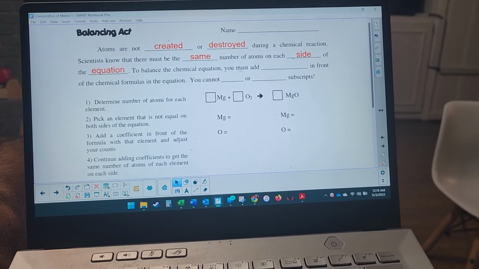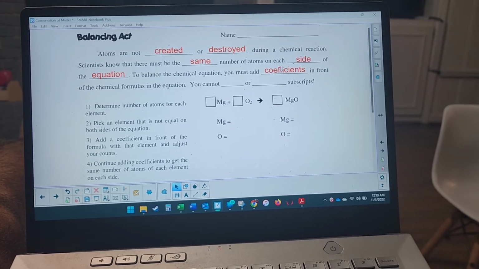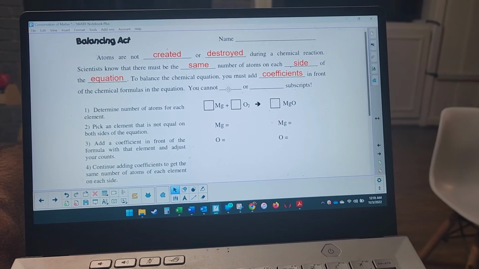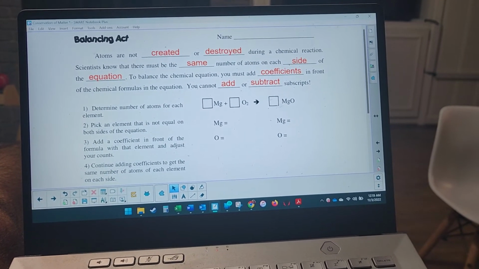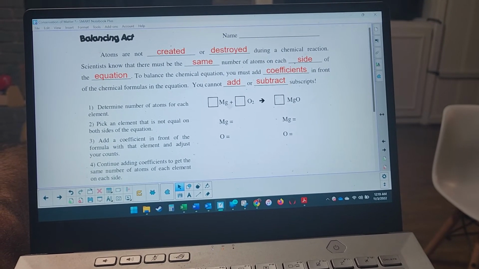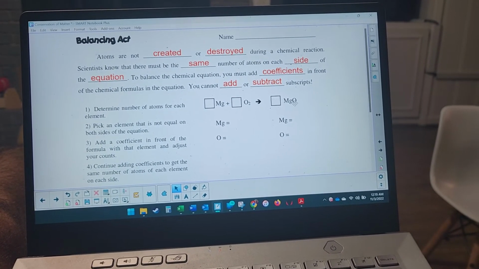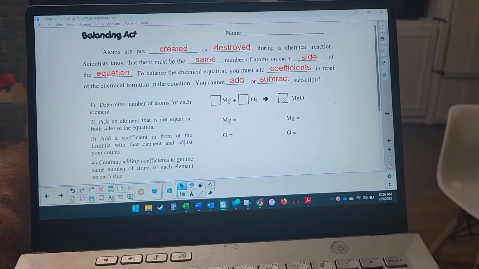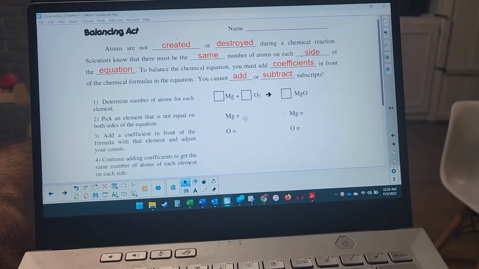Now, to balance the chemical equation, you must add coefficients. That's in these boxes here, the numbers in front. You cannot add or subtract the subscripts. See the little two right there? The 1 here and the 1 here. You can't change those. You can only change the number in front, how many of those atoms you bring into the equation, okay?